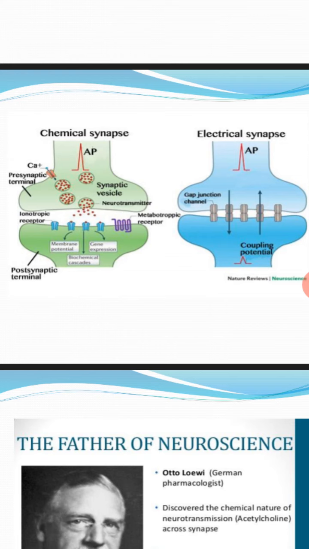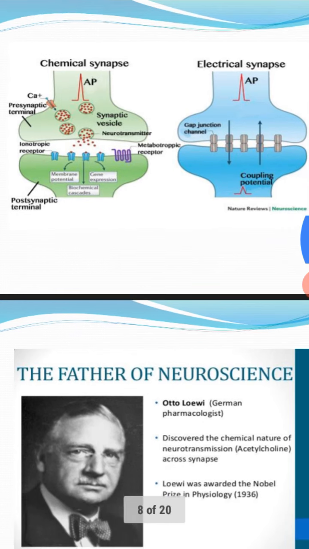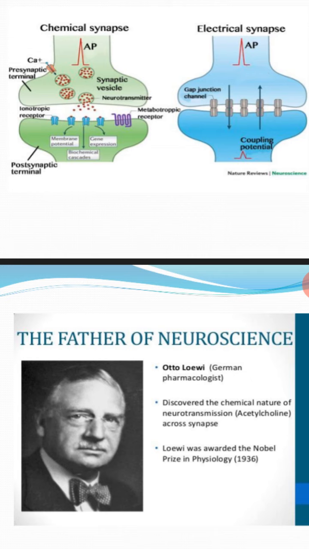These receptors will take up the neurotransmitters and send the impulse. So it's a long procedure. But in electrical synapse, it's very clear. Action potential is coming here, you can see, and then there is a gap junction between the cells. So coupling potential is going directly. So it's very fast.